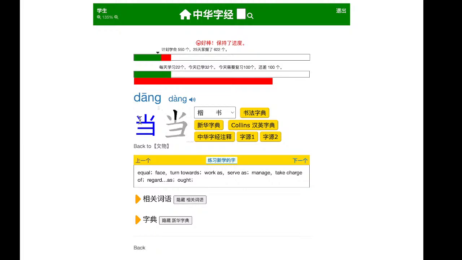当 means equal or to turn towards and face. It means to work as or to serve as a certain purpose or role. Manage, take charge, or regard as. Ought to. 当然 is how you say of course. And 当, an alternate reading, means it's like pawn in a pawn shop. Or appropriate or proper.